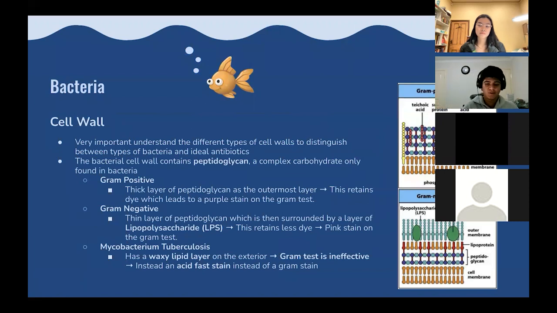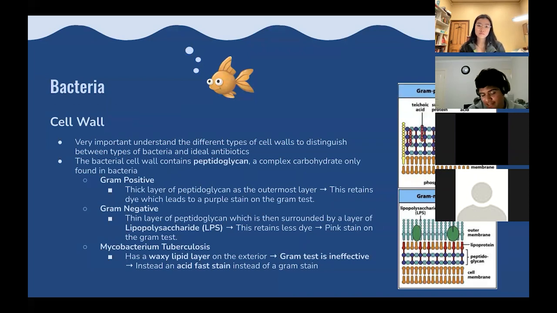So what do we know about the bacterial cell wall? I think the main thing that you need to understand is what gram positive and gram negative bacteria mean. The most important thing to understand is that a gram positive bacteria has a thick layer of peptidoglycan in its cell wall. Now, you don't really need to understand how a gram test works because it's very low yield, but you just need to know that gram positive is purple. That's because the peptidoglycan retains the dye that they use to stain the bacteria. Gram negative is not going to be purple, it's going to be pink, because gram negative bacteria are surrounded by a lipopolysaccharide membrane.